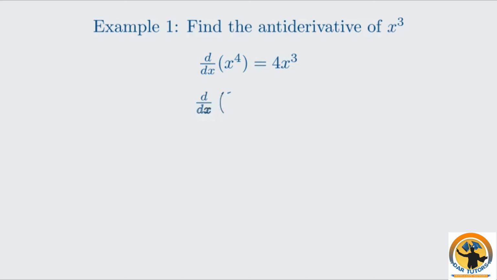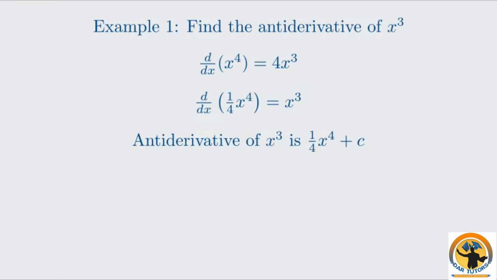First, let's find the antiderivative of x cubed. We know that differentiating x to the power of 4 gives 4x cubed. To get x cubed, we need to divide by 4. So, the derivative of 1/4 x to the power of 4 is x cubed. Therefore, the antiderivative of x cubed is 1/4 x to the power of 4 plus our constant of integration, c.